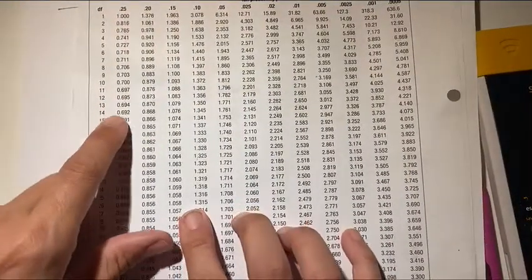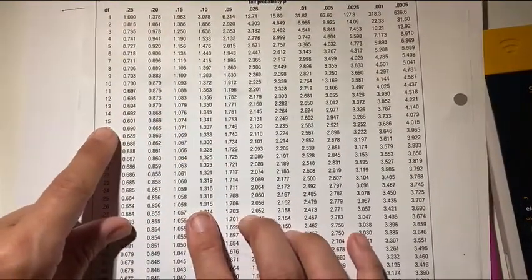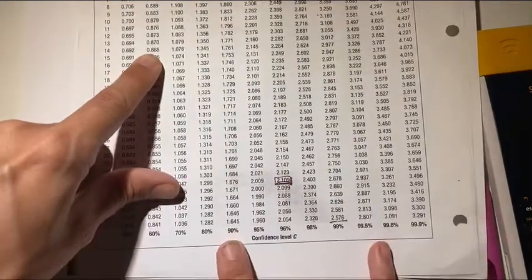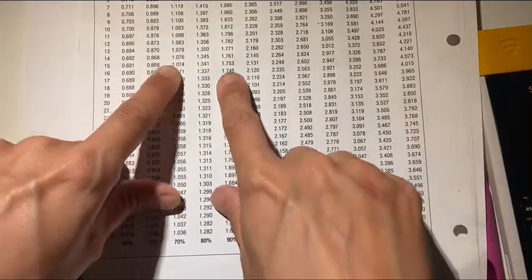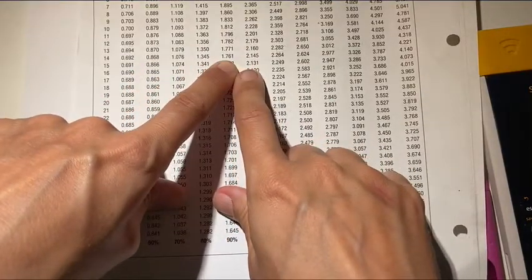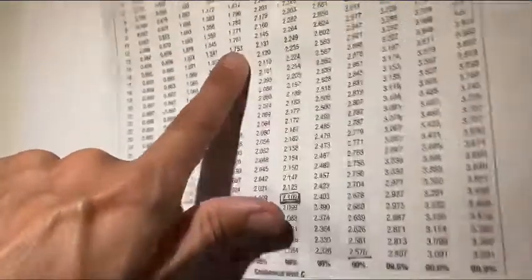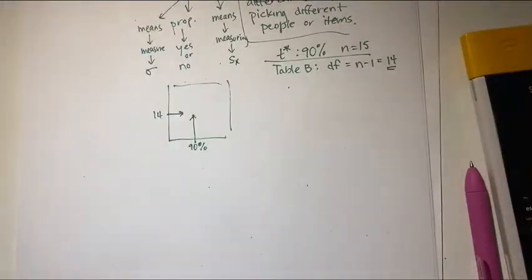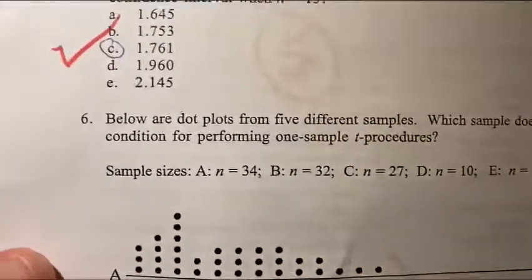So degrees of freedom is 14 because n is 15. So you just pop up one number, and 90 is the number on the bottom. So I scoot, scoot, scoot. I get 1.761. There it is. When I look back at my multiple choice, there it is, 1.761.